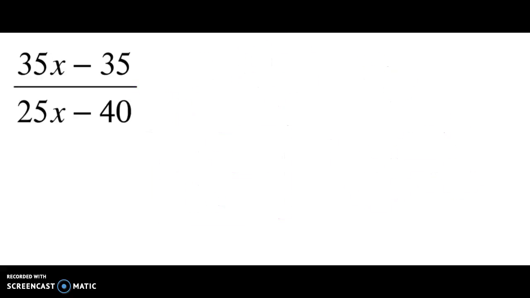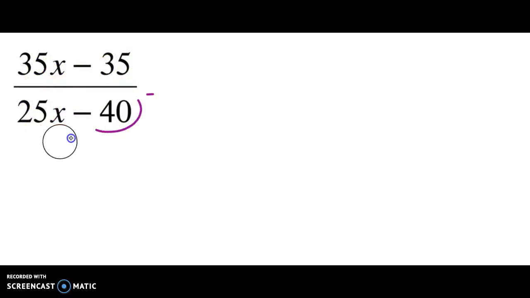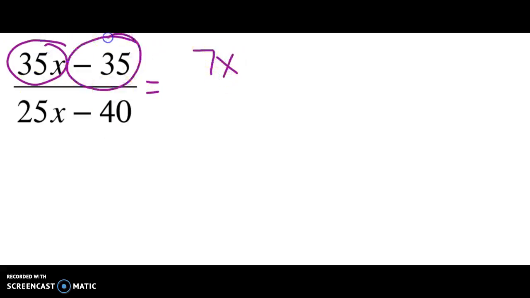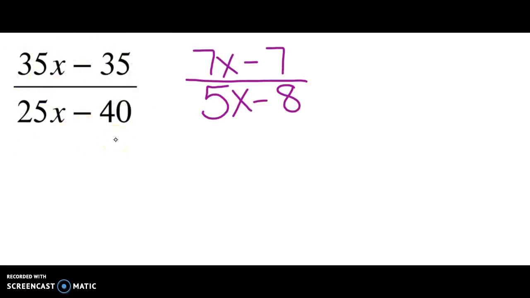Now, this one, you want to put it in lowest terms, but in order to get there, you have to factor. There are so many things you can factor. All of these could be divided by 5, so let's start with that. If we divide 35x by 5, we get 7x. If we divide negative 35 by 5, we get negative 7. 25x divided by 5 is 5x. Negative 40 divided by 5 is negative 8. There you go. You're done. It doesn't look like we can go any lower than that. That is as far as we can go with our lowest terms or our simplifying.